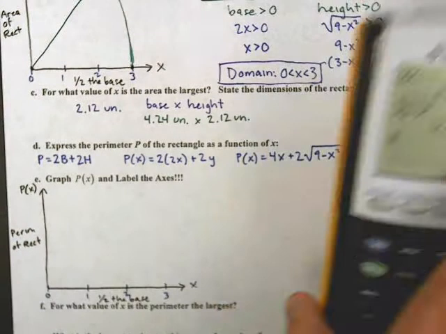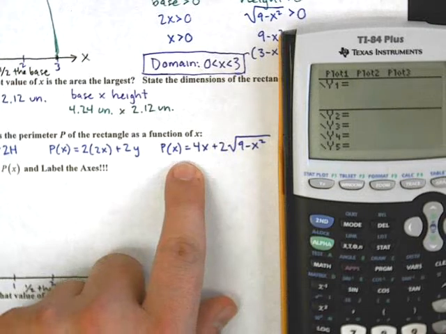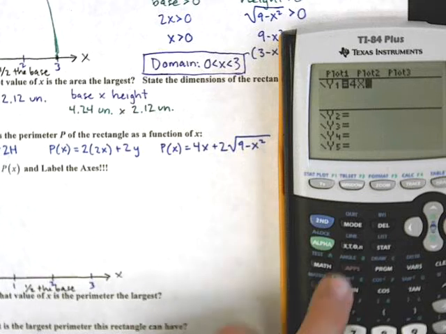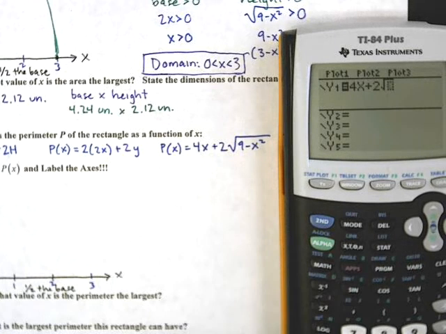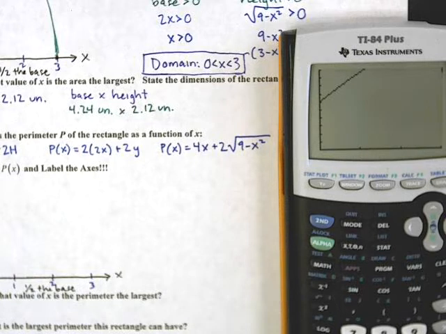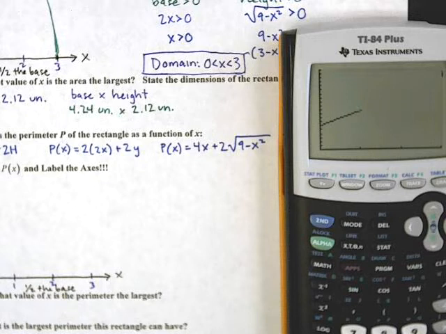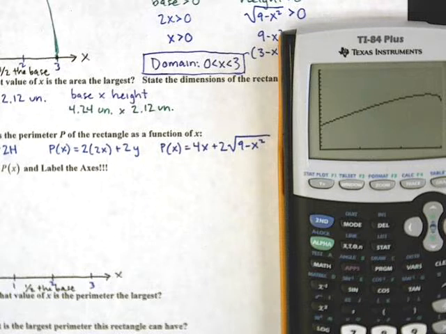We're ready to graph. Now we use our new perimeter function: 4x plus 2 square root 9 minus x squared. That looks good. Window. I'm not really sure what's going on with the y max yet, so let's just graph it and see. What does this look like? Ooh, so we're definitely not good. Let's raise this up a little bit, to like 20. Interesting. Okay, so 20 definitely works.